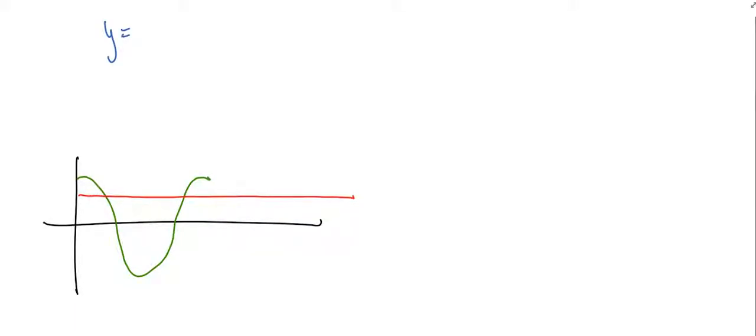Y equals cos of 2 theta when y equals root 3 over 2. So this is the line y equals root 3 over 2. Where does that red line cross the green graph? Solving an equation is also like thinking about the interaction of these functions. And we notice that it has 2 solutions.